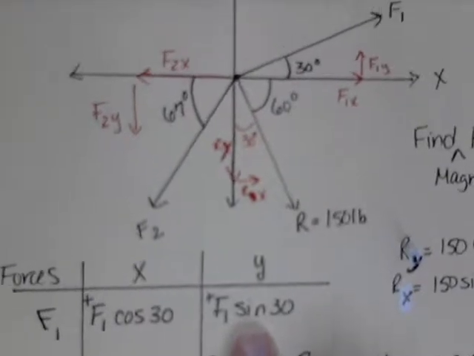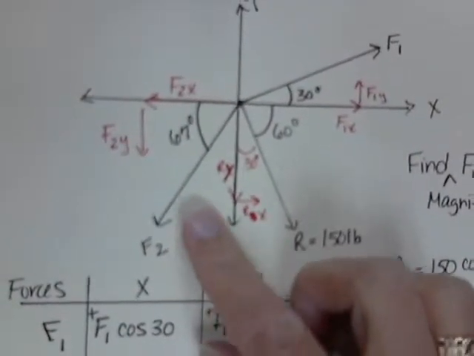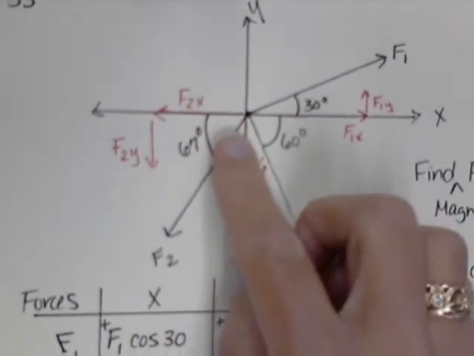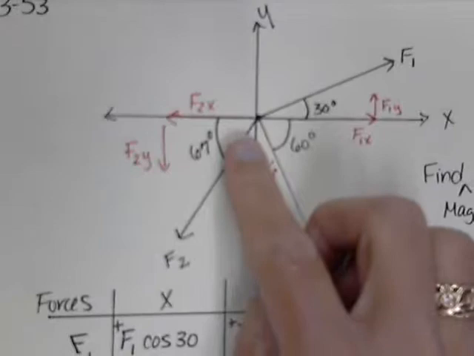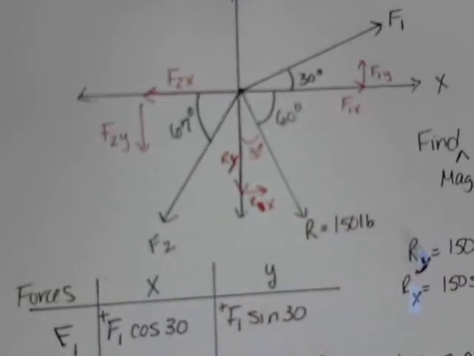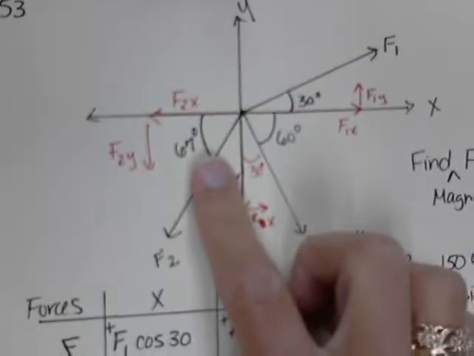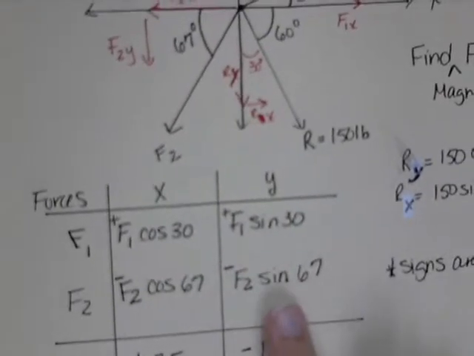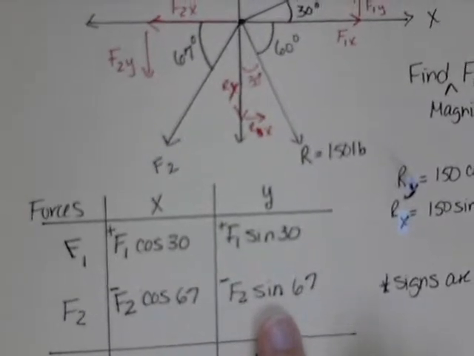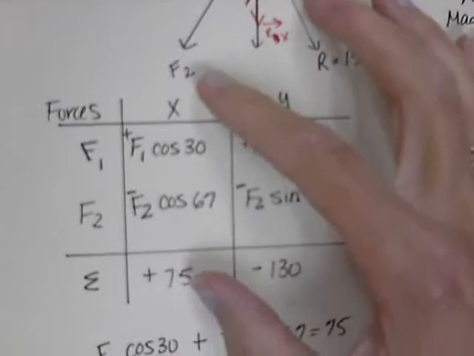If we look at force vector number 2, notice it is in the third quadrant, so both components are going to be negative, your x and your y. So the horizontal component is going to be negative F2 cosine of 67, and your vertical would be negative F2 sine of 67. Okay, your equations come from these columns.